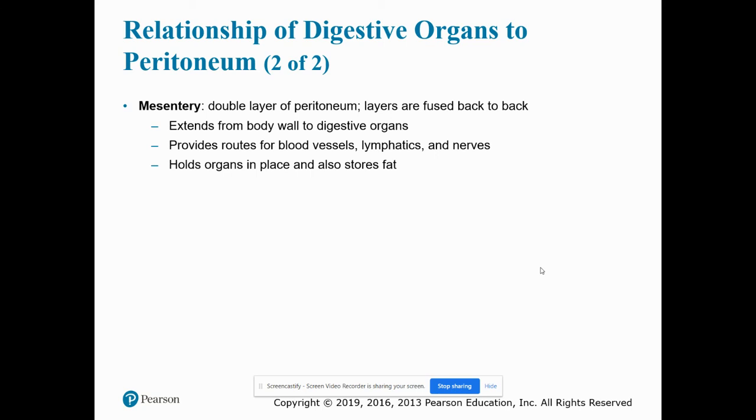Mesentery is a double layer of peritoneum. The layers are fused back to back. It extends from the body wall to the digestive organs, and it provides a route for blood vessels, lymphatics, and nerves. It also holds organs in place and stores fat.